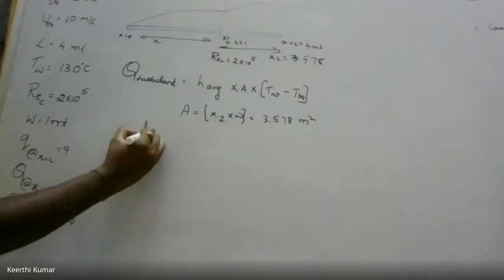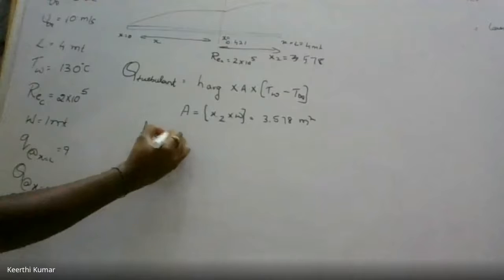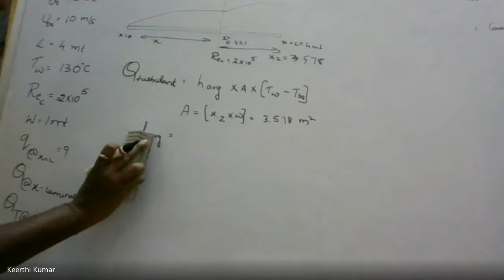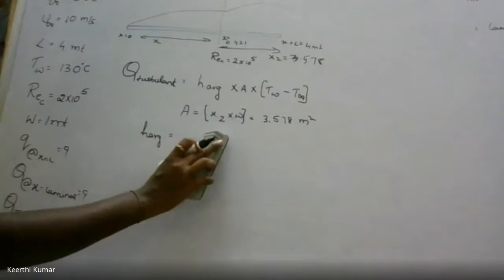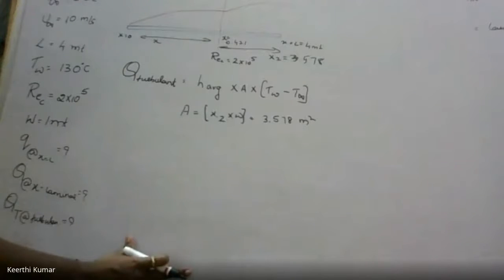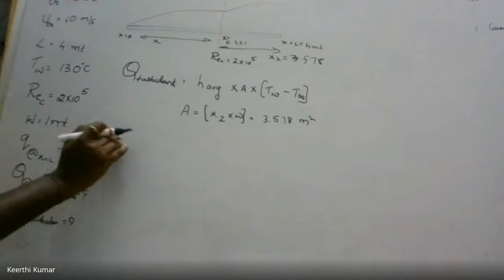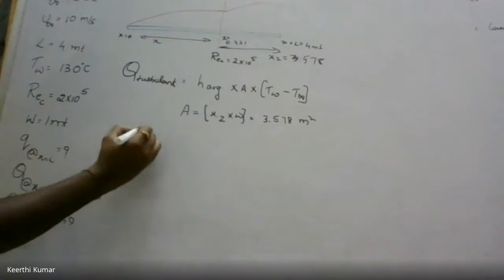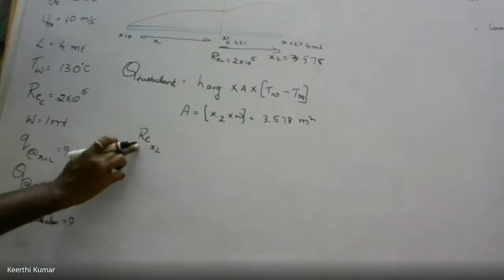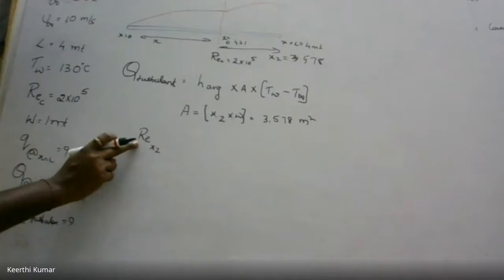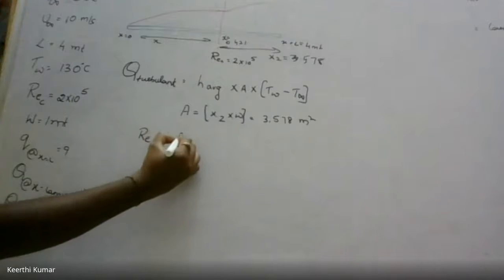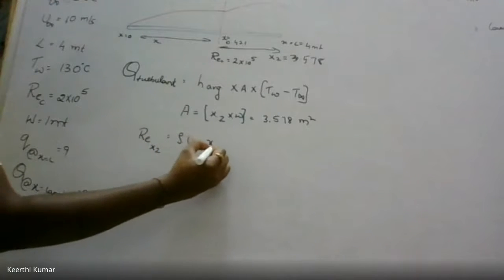Then to go for h average, how will we get h average? The formula for h average, this formula we know. To get h average we want h, and to get h we want Nusselt number. So we'll find out Nusselt number first. Similarly, as in the previous step, first I'll go in the reverse order so that I'll find out the Nusselt number. Before Nusselt number, we want to find out Reynolds number at x2. This is not the earlier Reynolds number. We are going to find out the Reynolds number for this region. That means rho u x2 by mu.